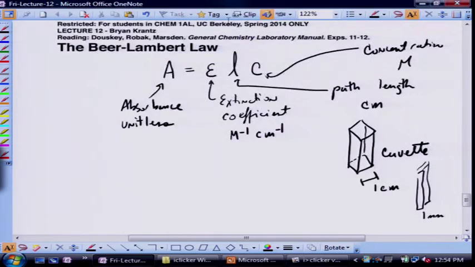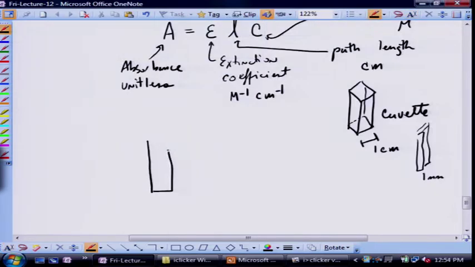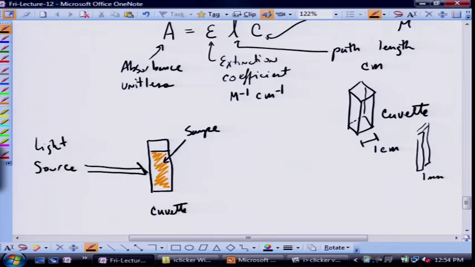So basically what your spectrophotometer looks like is you'll have your cuvette, and inside of that you'll have your sample. And if we're really cool about it, it'll be beta carotene. Does everyone want to eat some carrots when they get back? No. Okay, the light source goes through the sample.